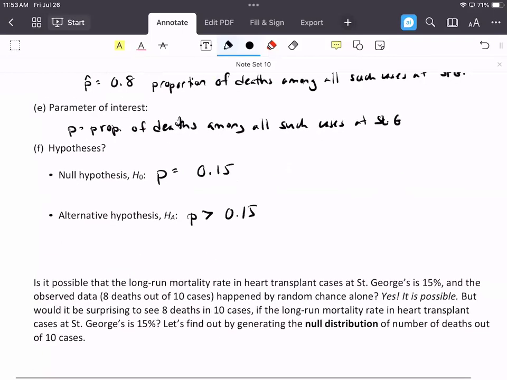Now, is it possible that the long-run mortality rate in heart transplant cases at St. George's is 15%, and the observed data happened by random chance alone, that those last 10 cases it was random? Sure, it's possible, okay? But we're curious, would it be surprising to see 8 or more deaths in 10 cases if the long-run mortality rate in heart transplant cases is really 15%? And this is where we're going to then generate that null distribution. In other words, we're assuming that p equals 0.15, and we would use an applet in this case instead of flipping a coin, because obviously flipping a coin wouldn't make sense because p doesn't equal 0.5. But we want to generate the null distribution of number of deaths out of the 10 cases and see what it looks like.